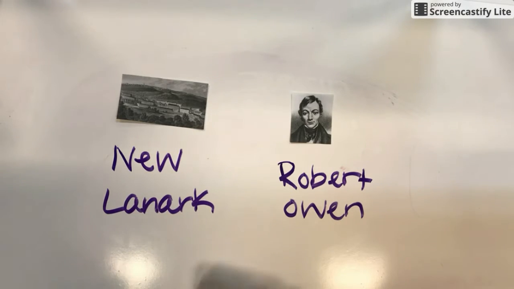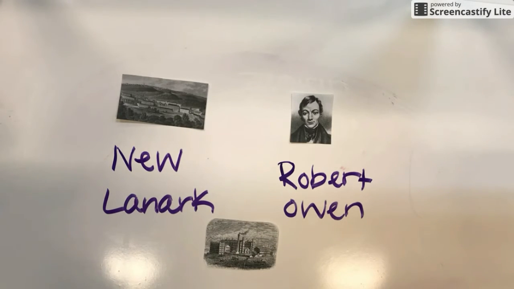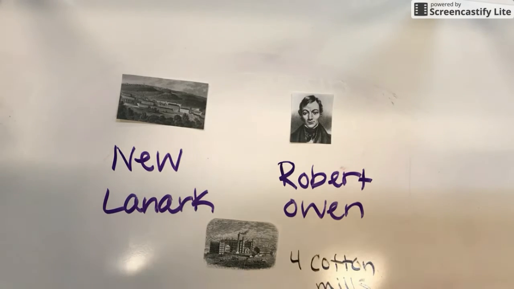Robert Owen was a man who had bought 4 cotton mills in New Lanark and made sure the people who worked for him got benefits such as education, access to doctors, and houses.